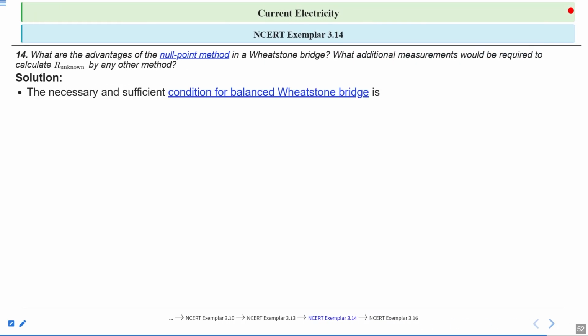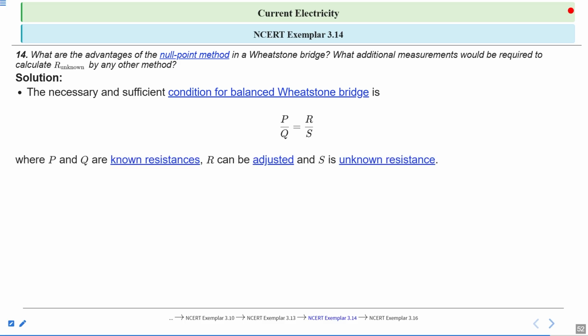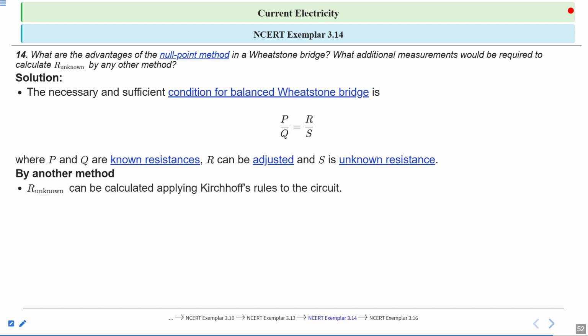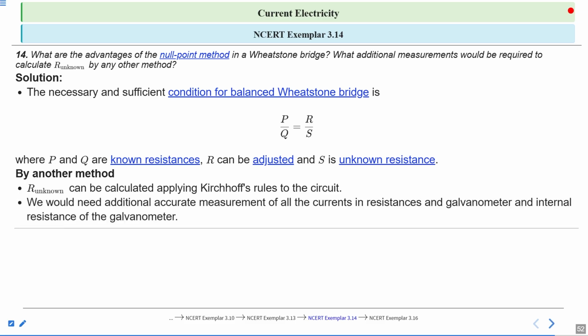The necessary and sufficient condition for a balanced Wheatstone bridge is given by P by Q equal to R by S. P and Q are known resistances, R can be adjusted, and S is unknown. By another method, other than null point, the unknown resistance can be calculated by applying Kirchhoff's rules. So we would need additional accurate measurements of all the currents. We have to determine the current in all the branches of the Wheatstone bridge and the internal resistance of the galvanometer also.